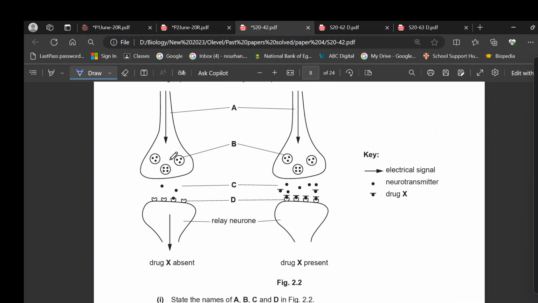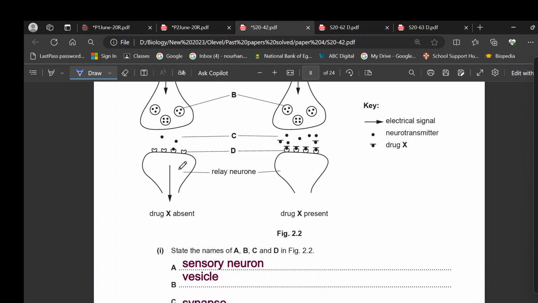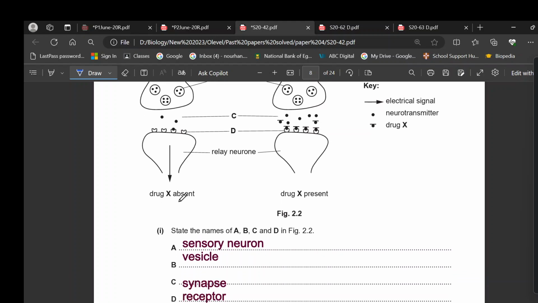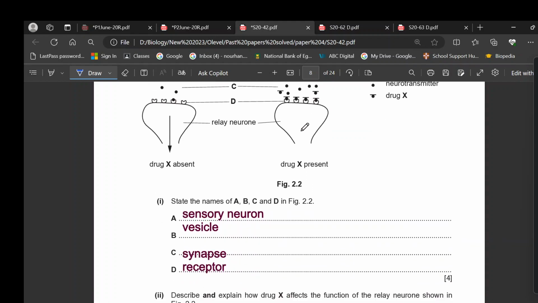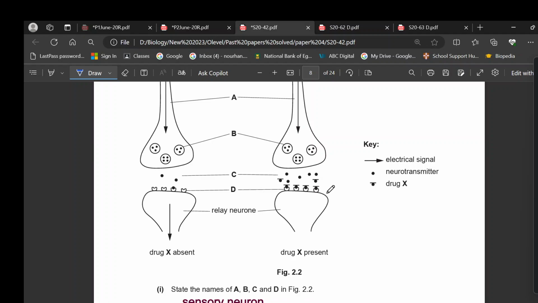Okay. What is B? This is the vesicles containing the neurotransmitter. What is C? This is the synapse, the gap between two neurons. And D is the receptor. Okay. The question was, describe and explain how drug X affects the function of the relay. Describe and explain what will happen here.